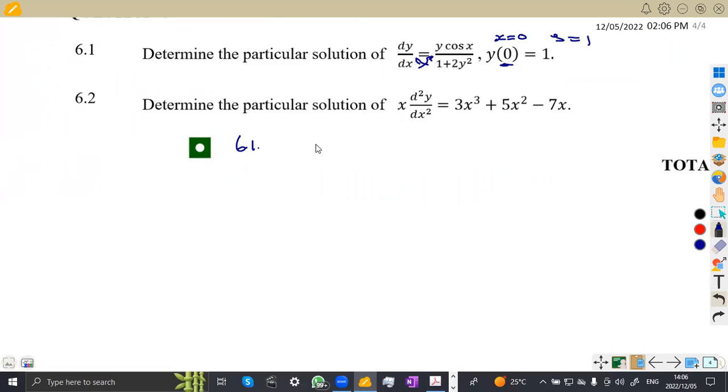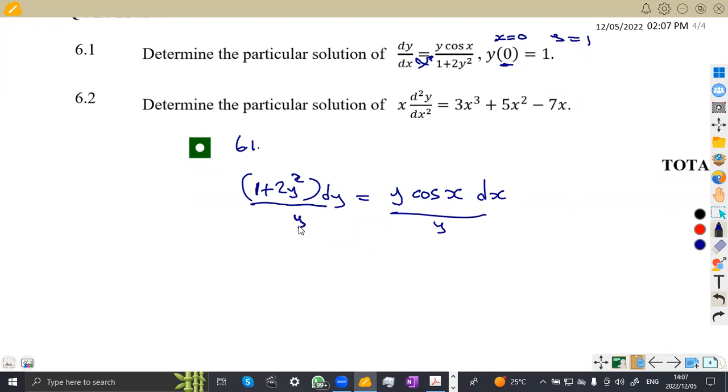We can cross multiply. That is going to be (1 plus 2y squared) dy, which is equal to, if you cross multiply here, y cos x dx. So this will be dx. Since here we just need x, you're supposed to remove this y. What is happening with y? y is multiplying. So what are you going to do to remove this? We divide by y, both sides. So this can cancel. So we are going to remain with cos x dx on this side.